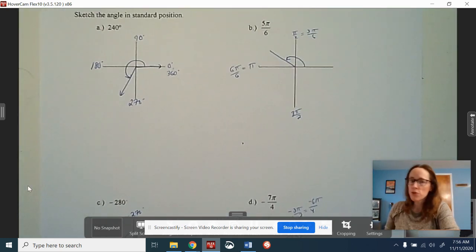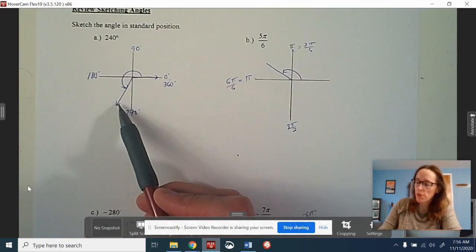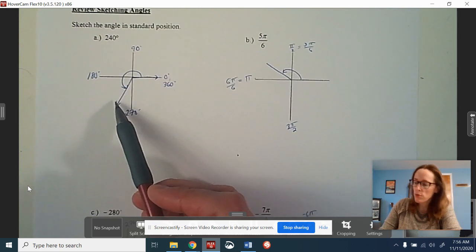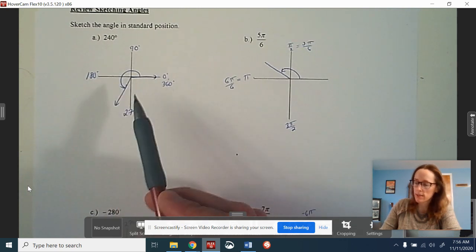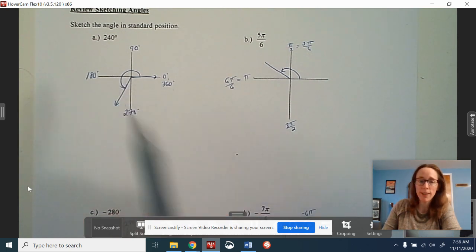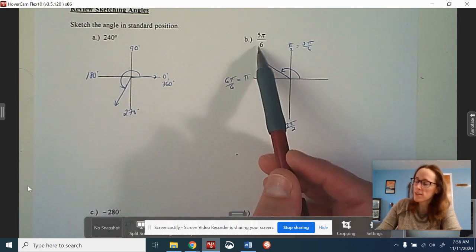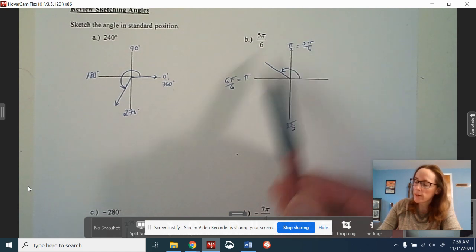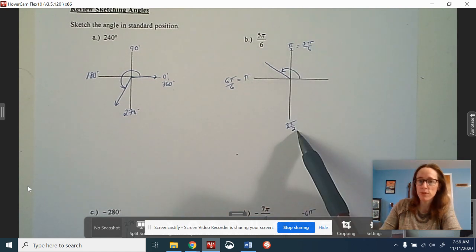Okay, so for 240 degrees, you should be in quadrant 3, and you should be closer to the y-axis than you are to the x-axis, because you're only 30 degrees from 270, but you're 60 degrees past the 180. 5 pi over 6 is in radians, so I labeled up here pi over 2 and pi. This would be 3 pi over 2 and so on.